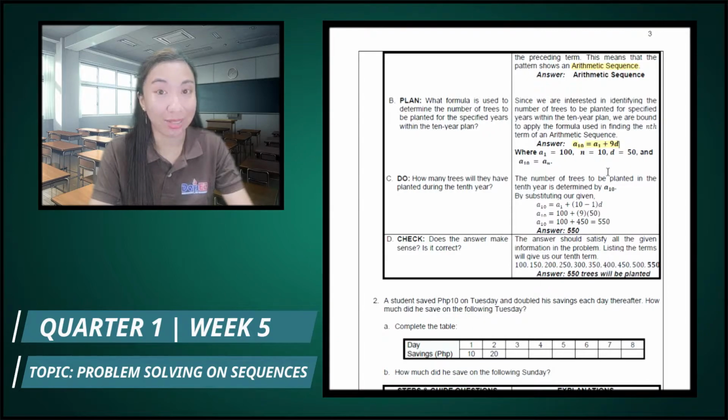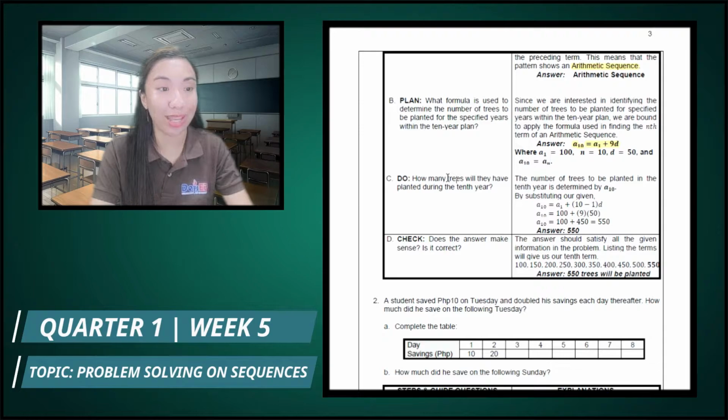a sub 10 is equal to a sub 1 plus 9d, where our first term, or a sub 1, is 100, our n, or the number of terms, is 10, our d, or the common difference, is 50, and our a sub 10 is equal to a sub n. And then letter C, Do.